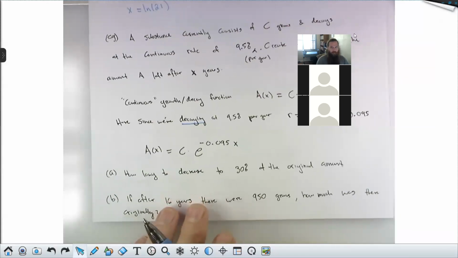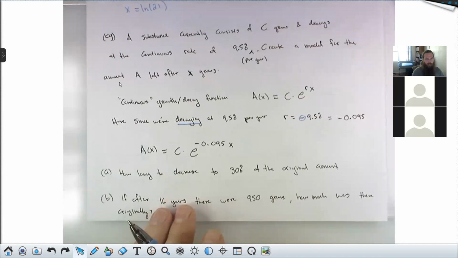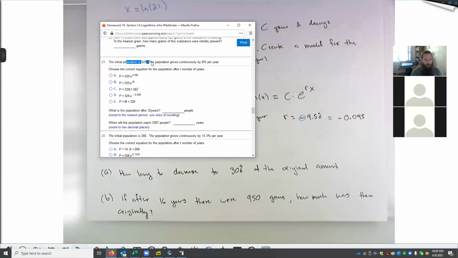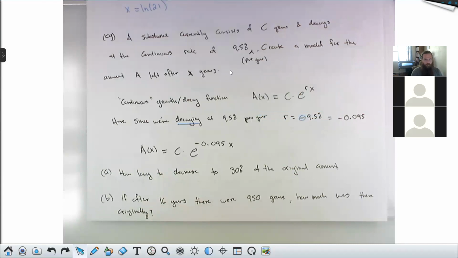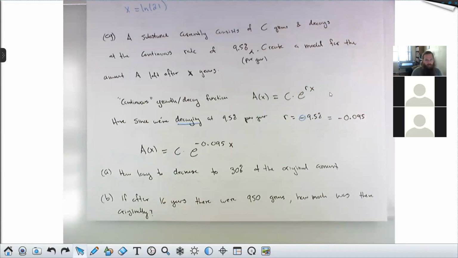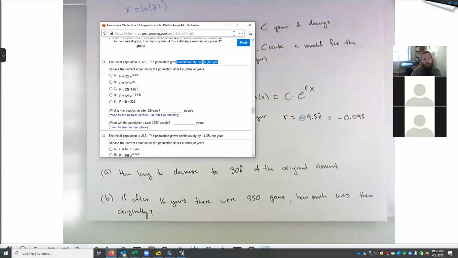So remember, if you have continuous growth or decay, they talk about growing at the continuous rate or decaying at the continuous rate. You're using this function, this model. Here they've told you straight up, the initial population is 329. So you'd use this model with C equal to 329. And you're growing continuously by 8% per year. So R is positive 8%. Positive because you're growing, not decaying. And then you just write the 8% as a decimal, 0.08.